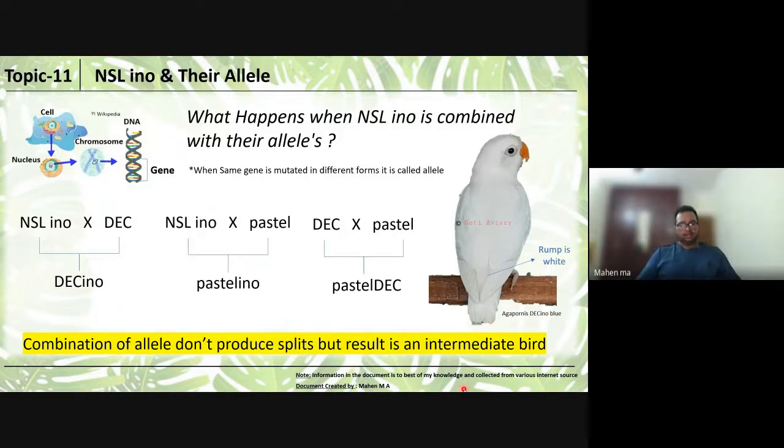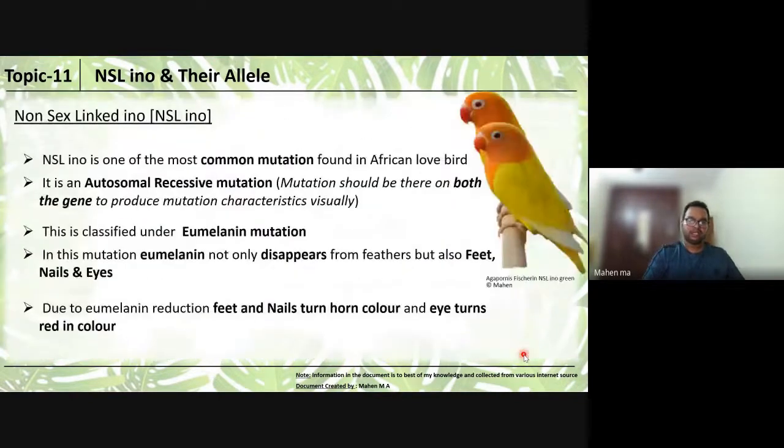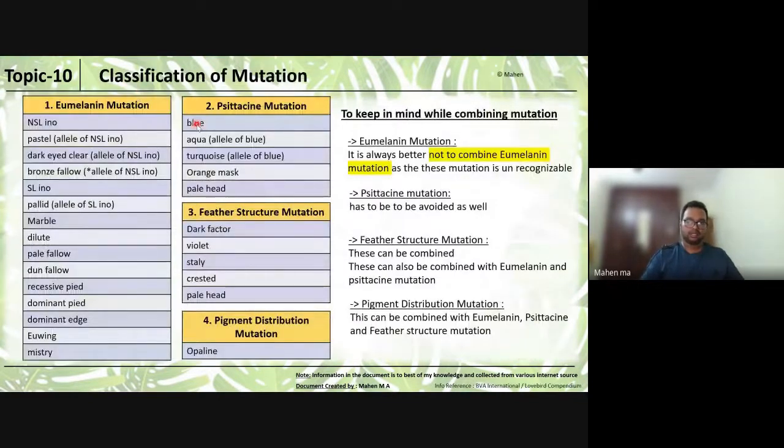So the final point that you have to remember is combinations of alleles do not produce split birds, but will remain an intermediate bird. There is one more combination similar to this. If you have noticed, we have blue, we have aqua and turquoise. So aqua and turquoise are basically alleles of the blue mutation. So whenever you combine blue and aqua, you should always say that it is a blue aqua bird.